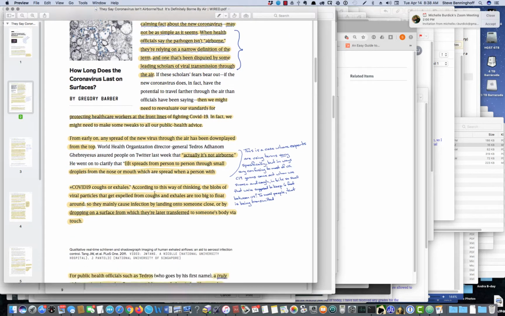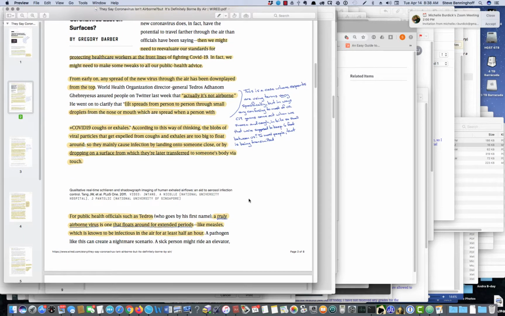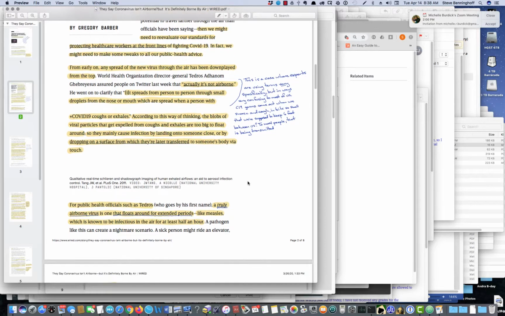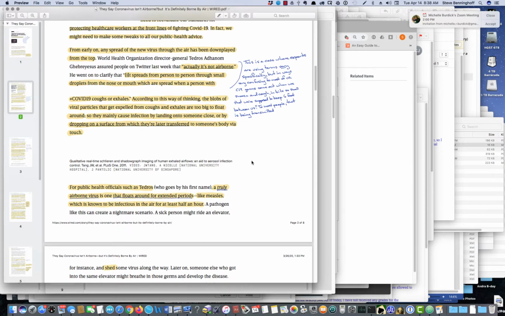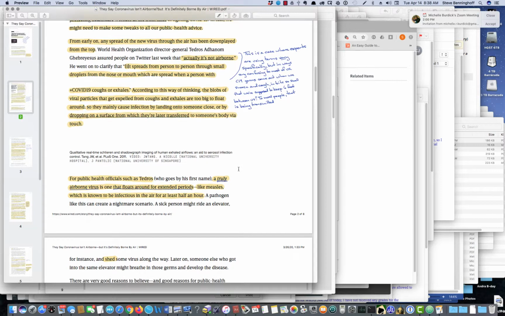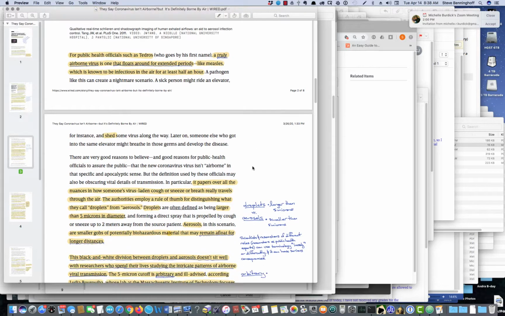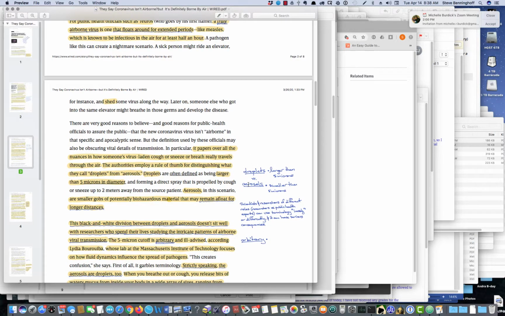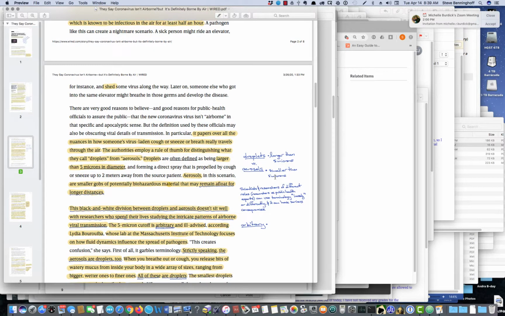And the way the public health officials have used this term, if we get down to this part of it, the way the people who actually research this use 2 terms for these different sizes. So if it is smaller than 5 microns, then they call it an aerosol. Get down to this part, droplets versus aerosols. Droplets are larger than 5 microns. Aerosols are smaller than 5 microns.